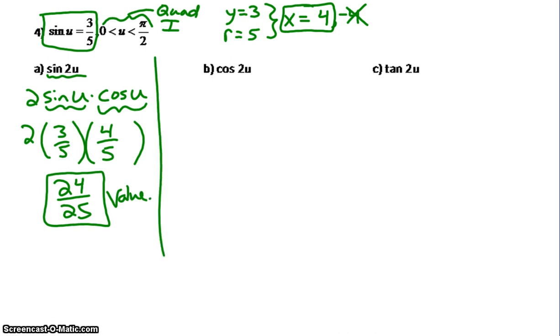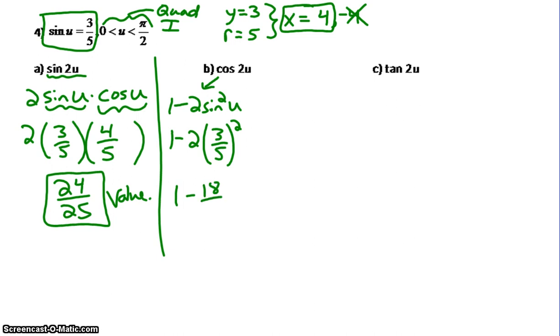Looking at the cosine 2u identities, I'm going to just use 2 of them to show how they work this time. We could use 1 minus 2 sine squared u, and that's nice and effective because we already have what sine is, so we have a 2 times a sine u of 3/5, and we simply need to square that. And if we square that, we'll find we have a 1 minus an 18 over 25, which gives us the answer of 7 over 25.